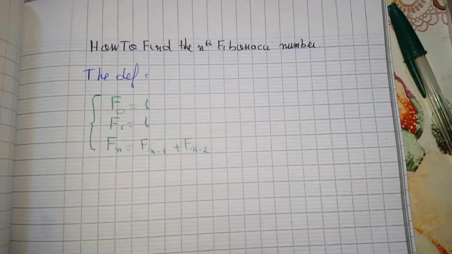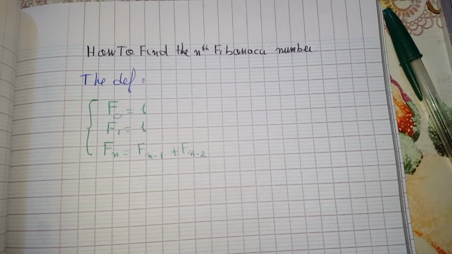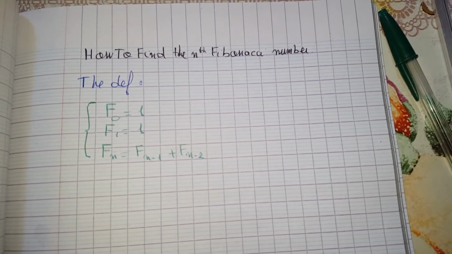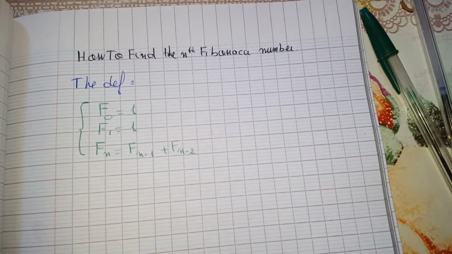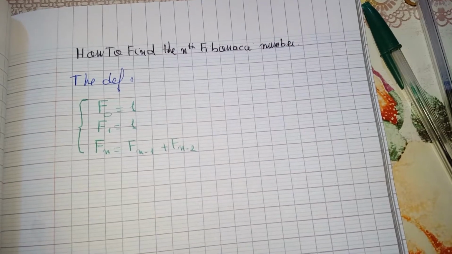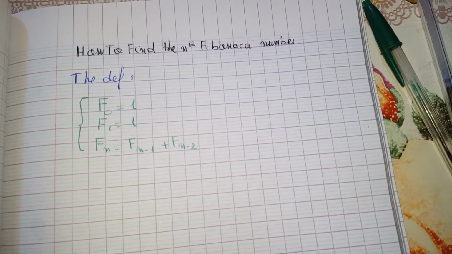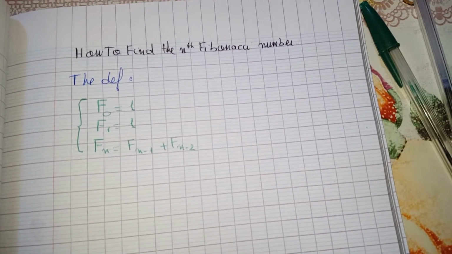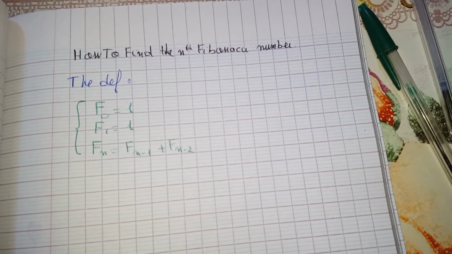Hello guys, in this video I will show you how to find the nth Fibonacci number. So I will start with the definition. We have f of 0 is equal to 1 and f of 1 is equal to 1 and f of n is equal to f of n minus 1 plus f of n minus 2. So the nth Fibonacci number is equal to the previous term plus the term before that.